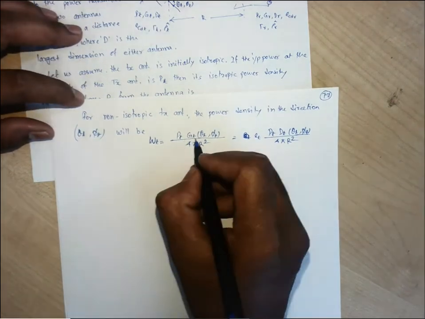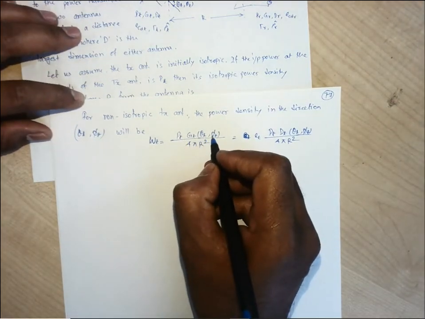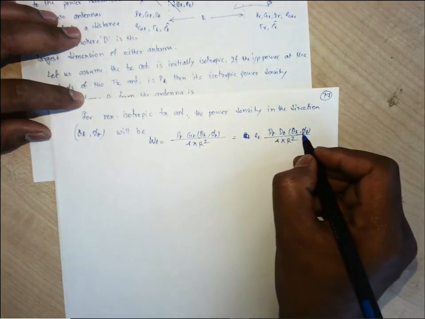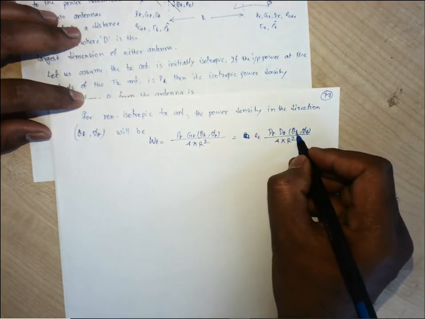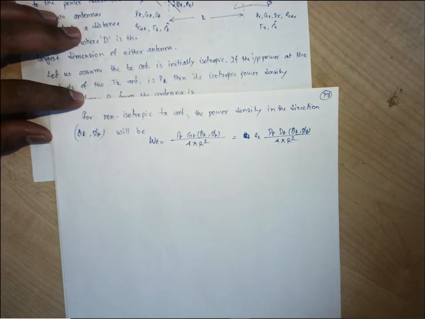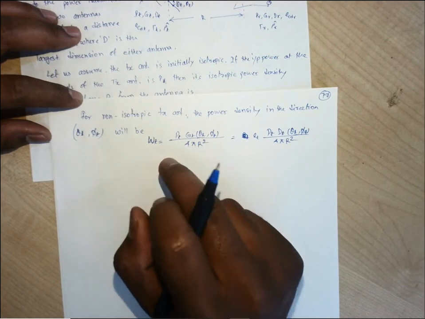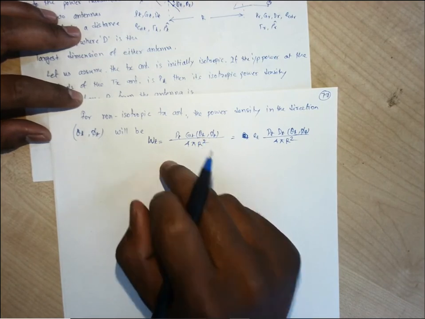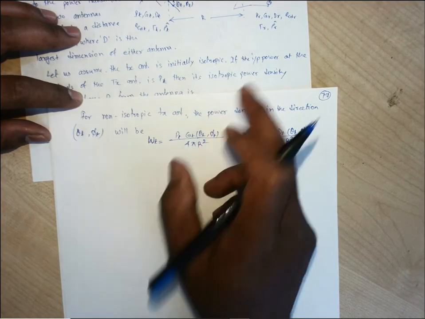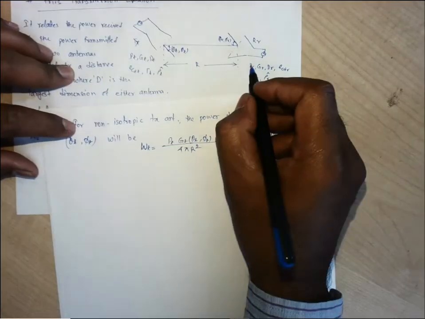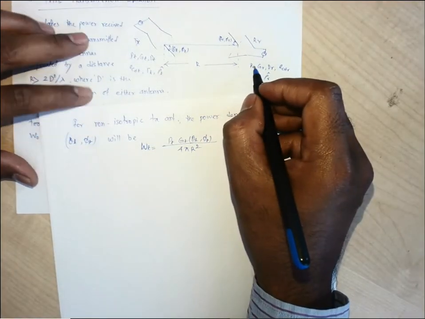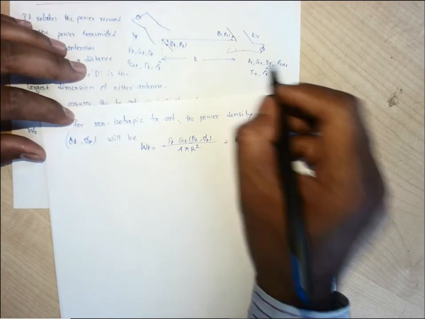So here G_t(θ_t, φ_t) is the gain and D_t(θ_t, φ_t) is the directivity of the transmitter antenna in the direction θ_t and φ_t. Now if this is the radiation power density, the power which is actually received by the receiver antenna will depend upon the effective area of the receiver.